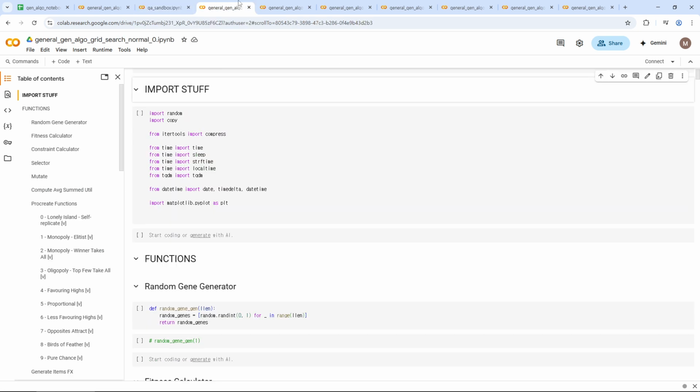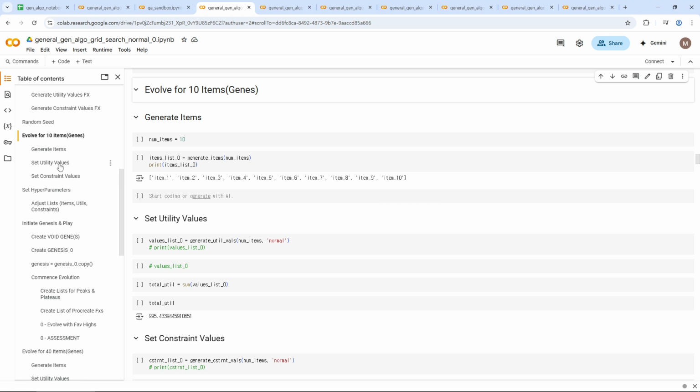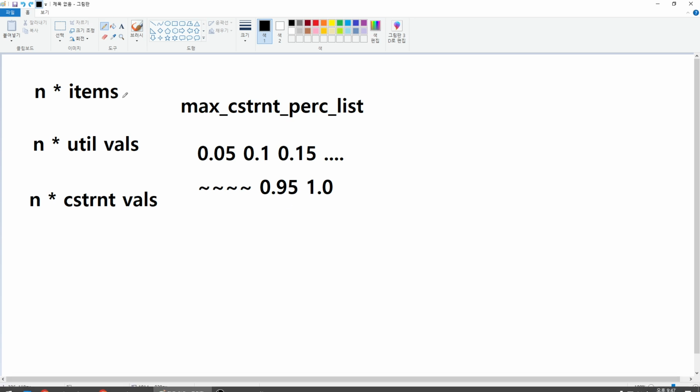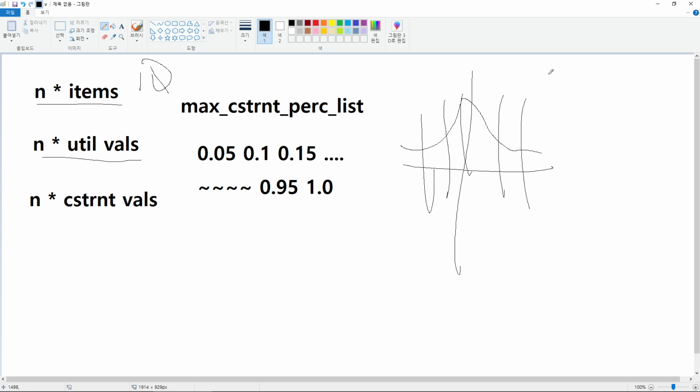But I'll be coming back to how these look per notebook. So for the first notebook, I'll quickly go over what I did again using MS Paint. I generate 10 items, and then I set the utility values by sampling from a normal distribution. But in this case, when I use the normal distribution, because all the values are centered around 0, I cannot have values below 0, because then it would very much mess up my calculation when it comes to the selector function and things like that.